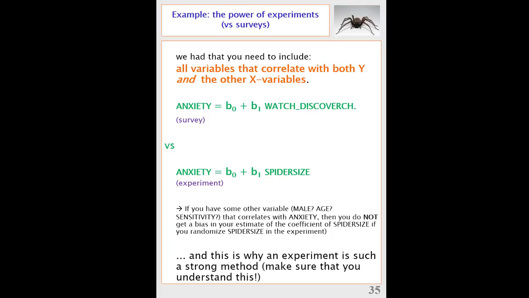That would be survey data. If I'm totally interested in trying to figure out what that B1 is over there, I need to collect all other variables that predict both anxiety and how long you watch Discovery Channel. I get a big survey. If this is the spider size example that I had, and I'm interested in this B1 now, this correlates with nothing else. So for the estimate of that B1, there's no need to bother with lots and lots of other variables.